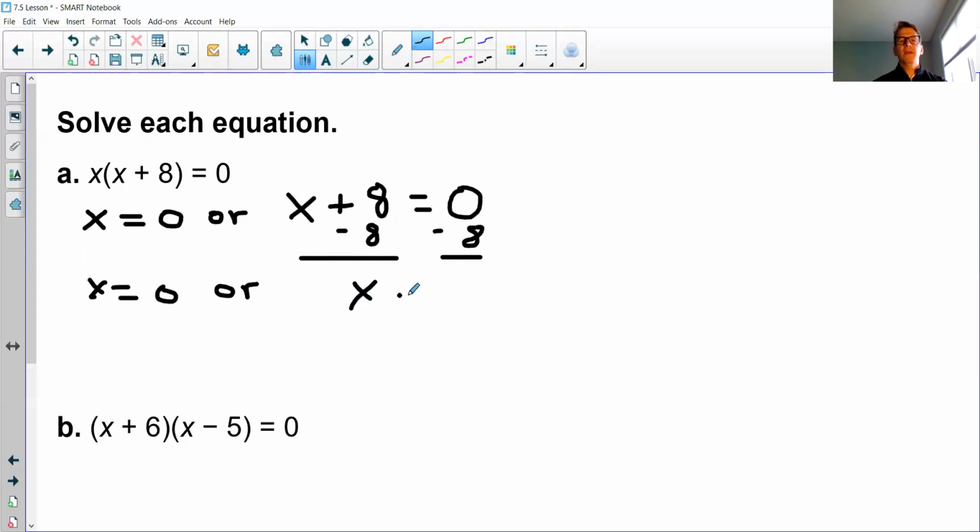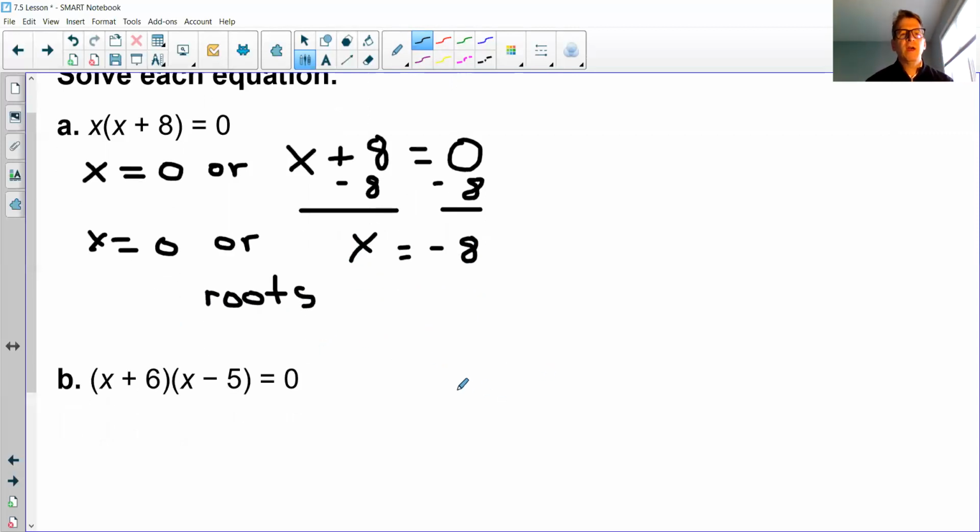X is -8. So these are what are called roots. The two roots here are 0 and -8. So your answer in this case would be x equals 0 and x equals -8. Our roots, R-O-O-T-S.